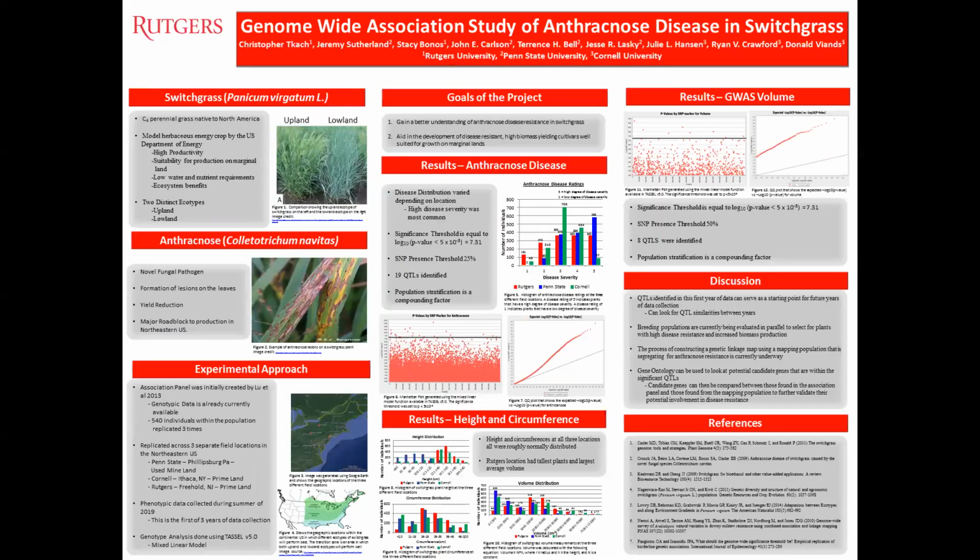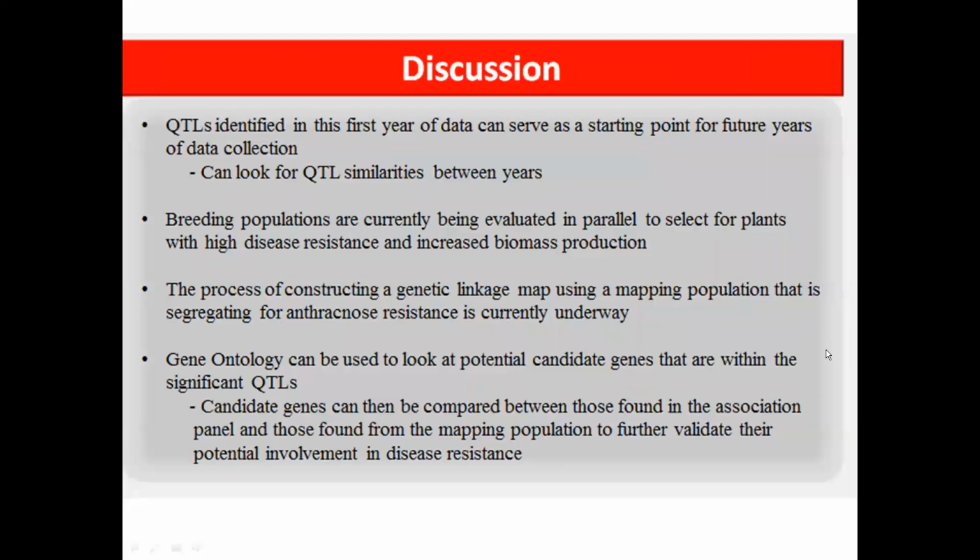Now we're just going to wrap things up by zooming in on our discussion section shown over here. The QTLs that were identified in this first year of data will serve as a good starting point for the next 2 years of data that will be collected. We can look to see if there's any consistency between the QTLs identified between the years. We can also run individual genome-wide association studies for each of the individual sites, as opposed to running the combined data, to see if we can identify the same QTLs in each of the locations when looking at them separately.